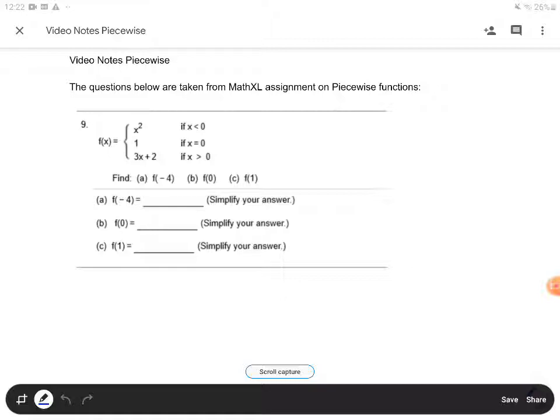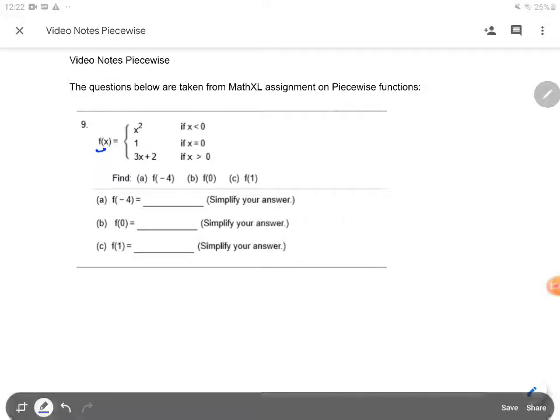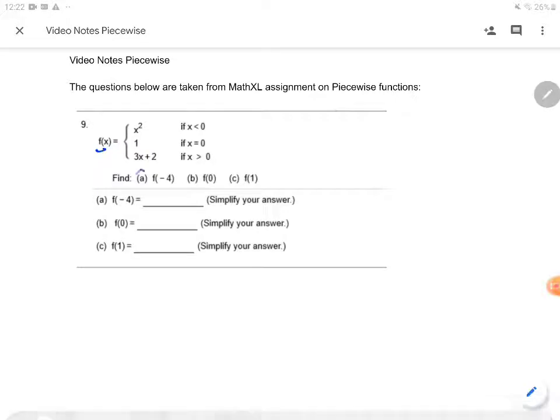So now the first question that I selected here is the ninth question in the Math Excel assignment, where you have to evaluate the piecewise function x squared, 1 and 3x plus 2 in f of x. So here you see the three choices are f of negative 4, f of 0 and f of 1.